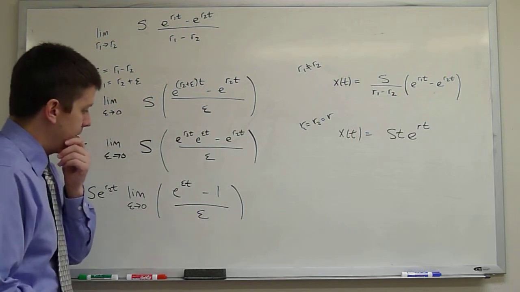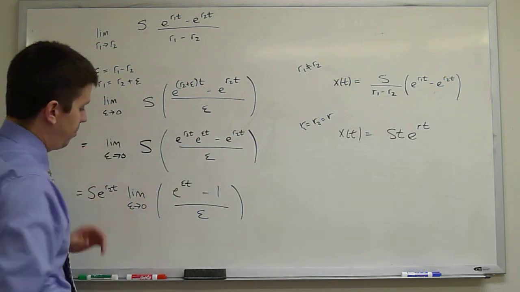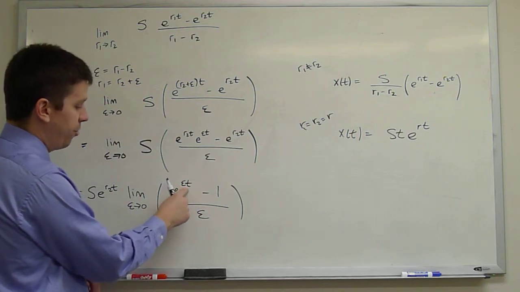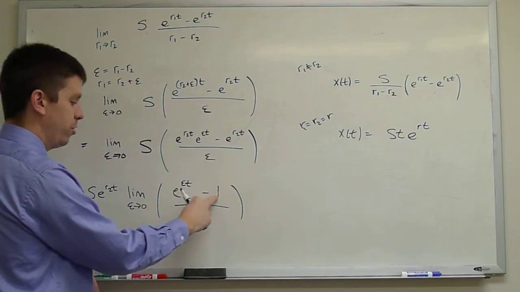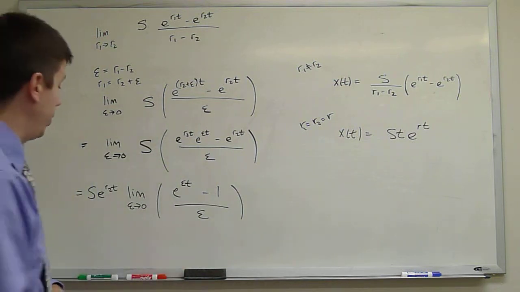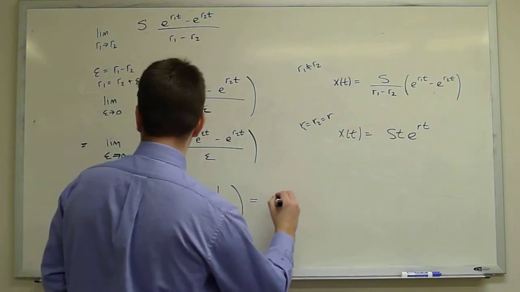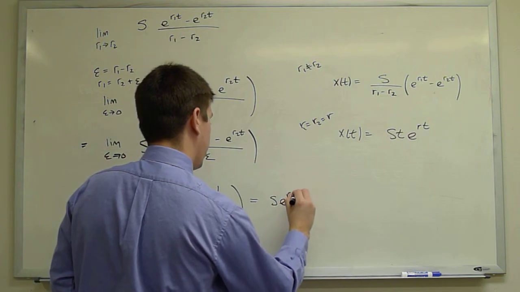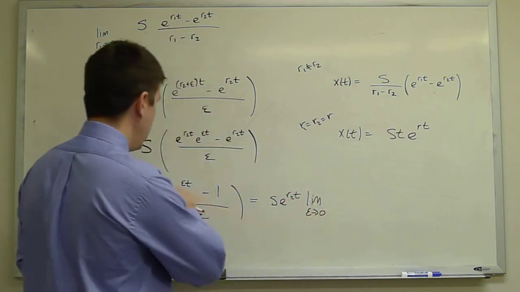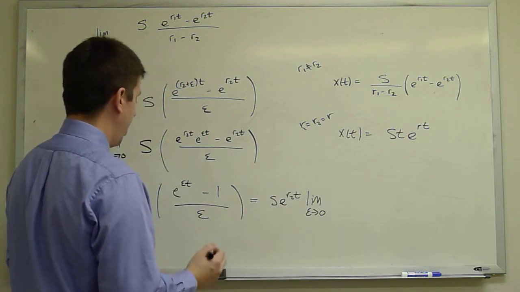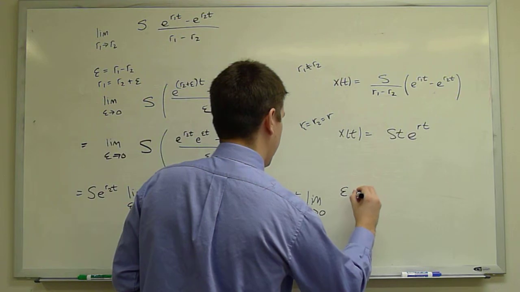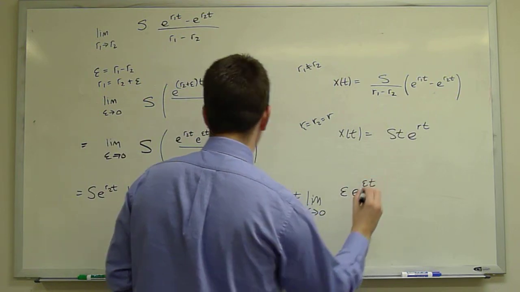Let's think about this limit now. We've gotten all the stuff out of it that doesn't depend on epsilon. What does this limit do? As epsilon goes to 0, e to the 0 goes to 1. Minus 1 is 0. So we get a 0 on top. We get a 0 on bottom. We use L'Hopital's rule. Equals s e to the R2 t, limit as epsilon goes to 0.